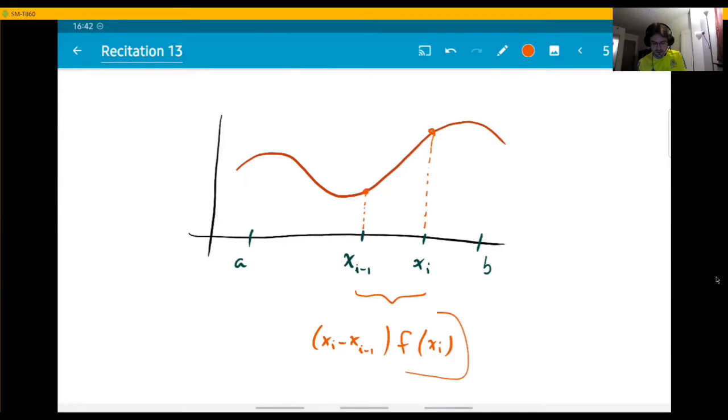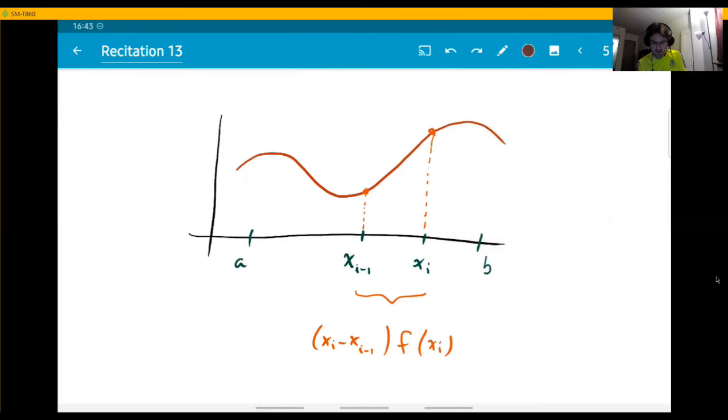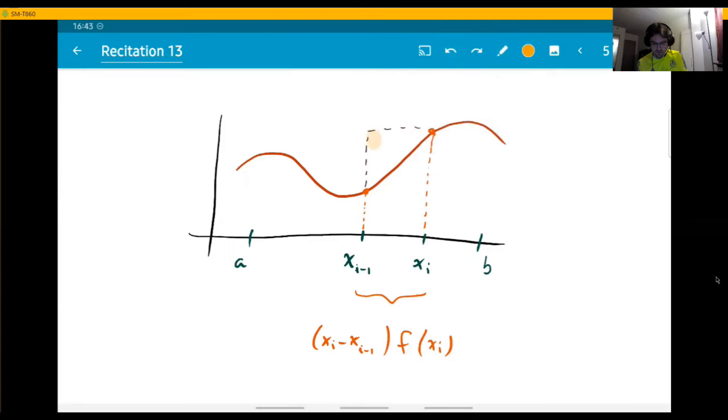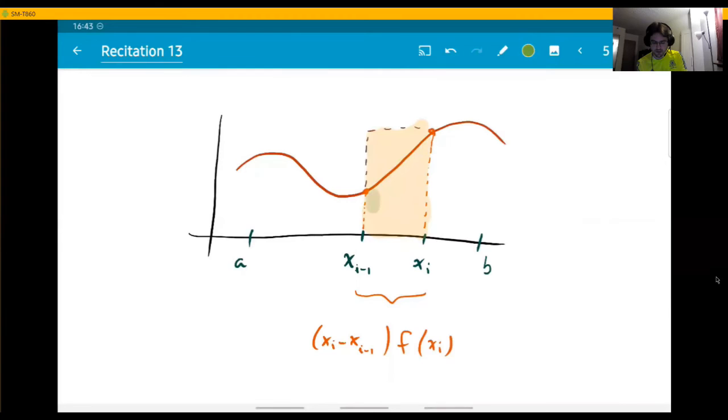So what does this represent geometrically? It's the area of the following rectangle. This rectangle, right? It has the base of x_i minus x_{i-1}, and it has this height of f of x_i. So when you have your Riemann sum, this piece of it corresponds to the area of this large rectangle here. As you can see, this is larger than the area below the graph of the function on that piece, which would be just this.